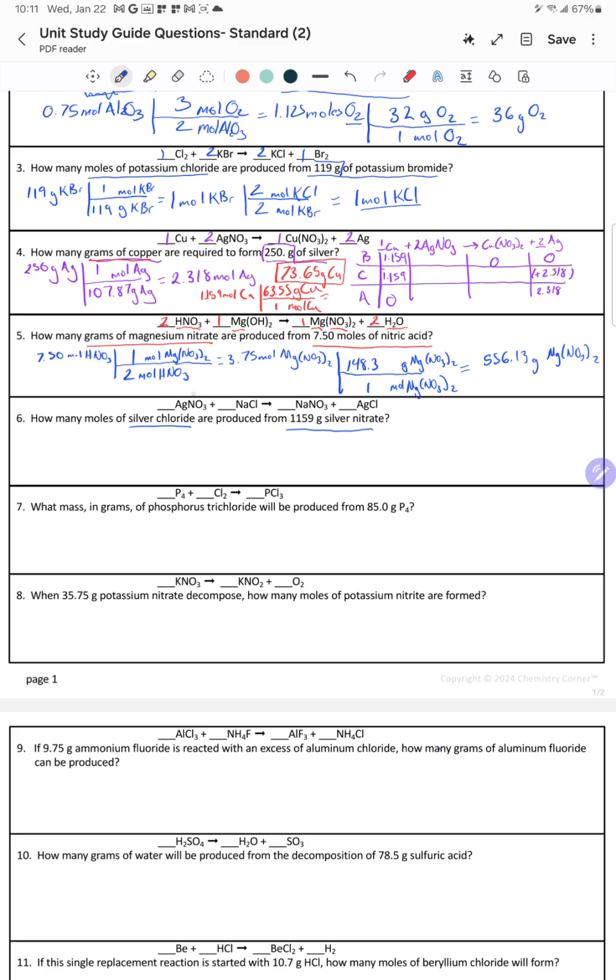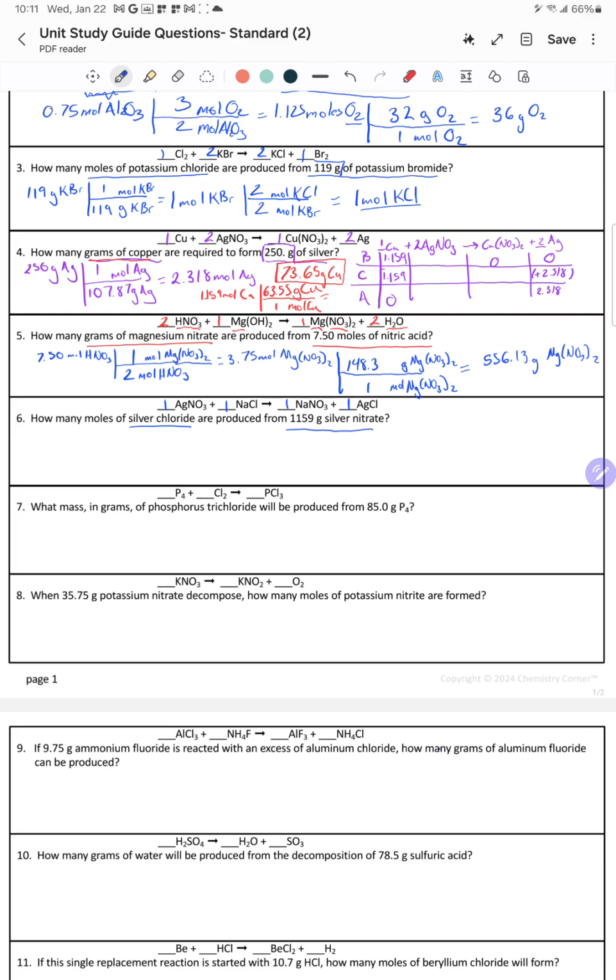I see I have 1 silver on my reactant side, 1 silver on my product side. 1 nitrate on my reactant side, 1 nitrate on my product side. 1 sodium on my reactant side, 1 sodium on my product side. 1 chlorine on my reactant side, 1 chlorine on my product side. So that means everything's balanced, and this is just a 1-1-1-1 ratio. Very exciting because it makes the math kind of easy.